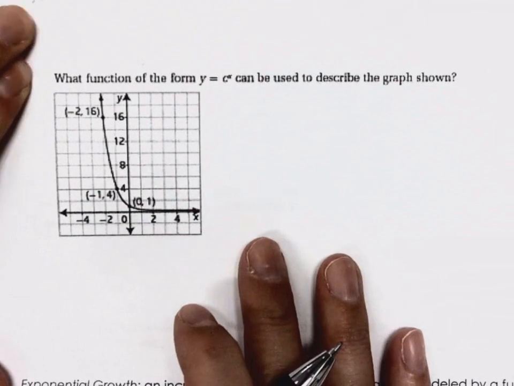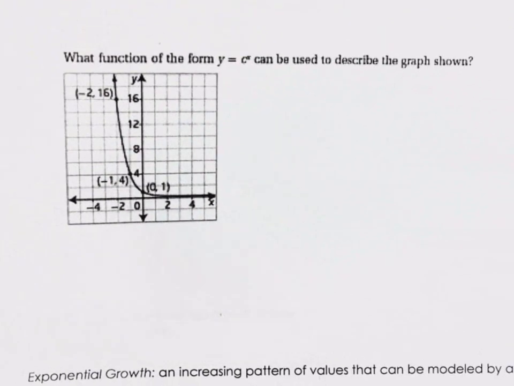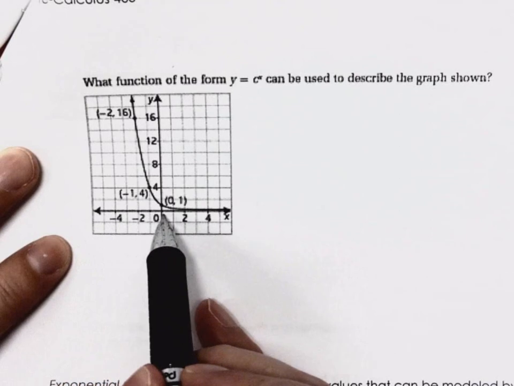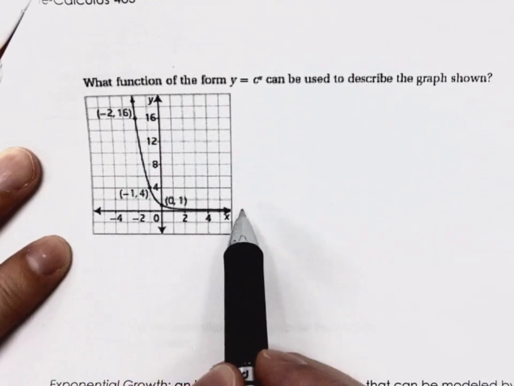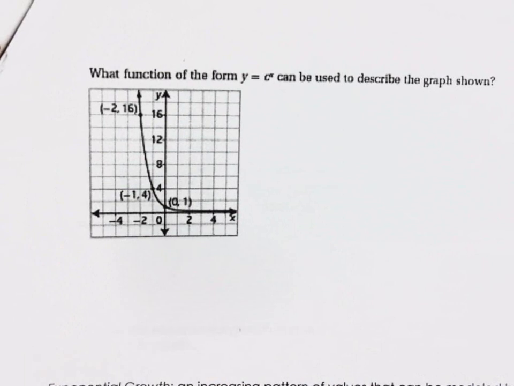Okay, what function in the form of y equals c to the exponent x can be used to describe this graph as shown? Okay, first of all, is this an increasing function or a decreasing function? It is a decreasing function because as the x's increase, my y values are decreasing, so this is a decreasing function. So what do you know about your base number?